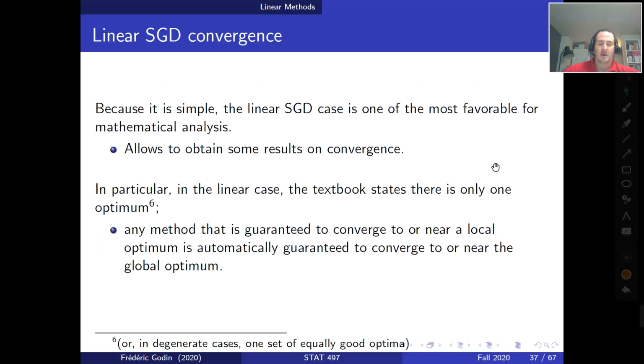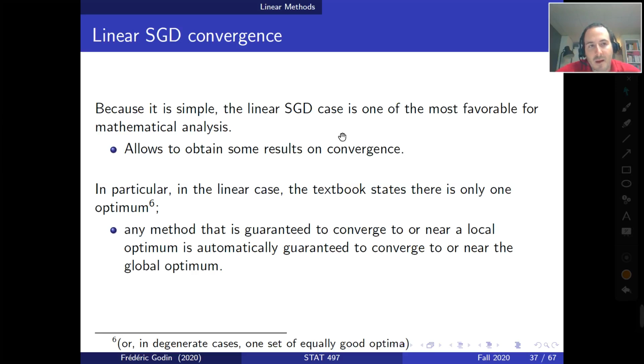One reason why this linear approximation is interesting is the simplicity of the calculation of the gradient, but there are also other advantages. Because of the simple form of the linear approximation, there are convergence results which can be obtained. Linear functions are a bit more well behaved than other classes of functions, so it's more favorable to do some mathematical analysis.